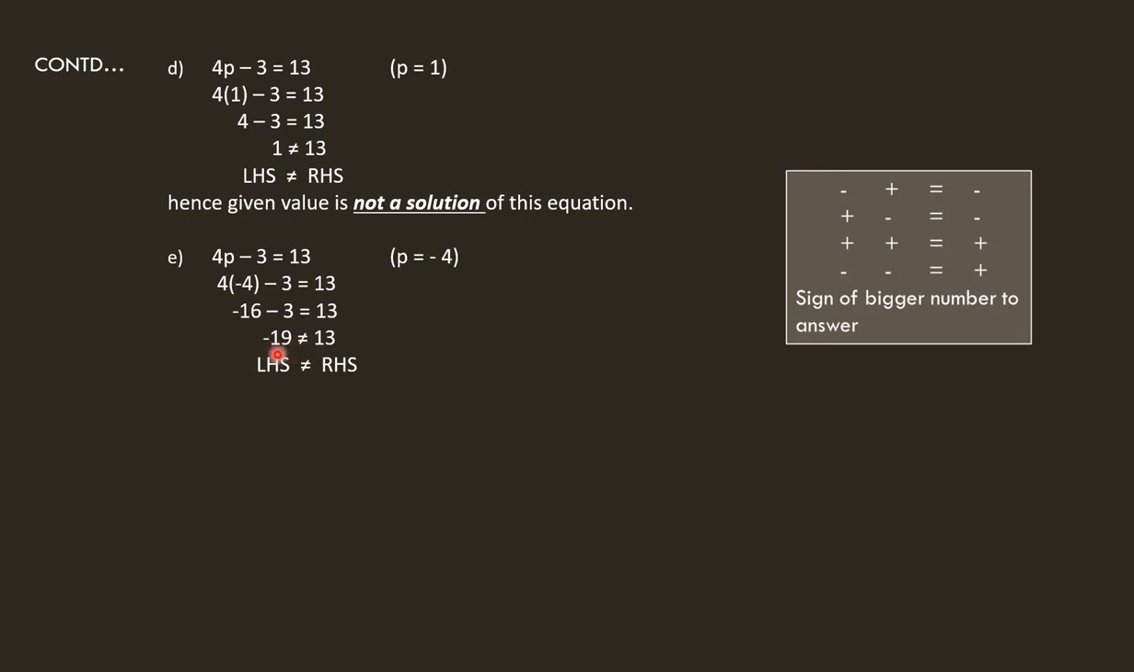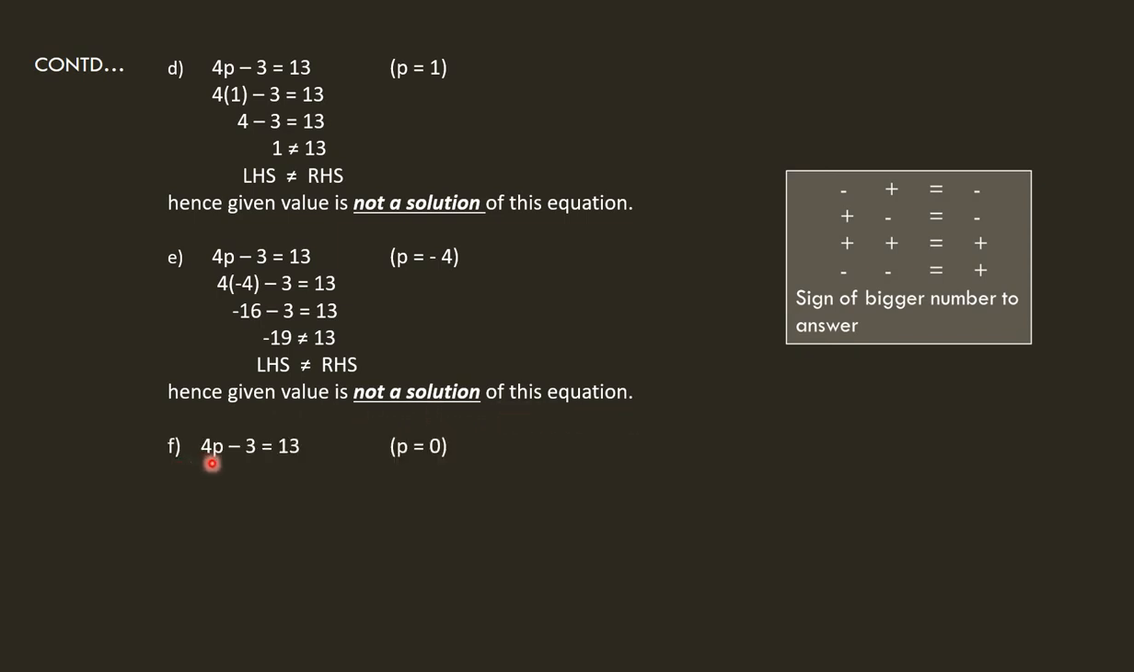Now next rule is what? हमें देखना है कि उन दोनों में से सबसे बड़ा नंबर कौन सा है और उसका साइन हमें देना है आंसर को. यहाँ पे बड़ा नंबर कौन है? 16 है और उसका साइन भी माइनस है, तो यहाँ पे आंसर को आएगा माइनस 19. तो LHS क्या है यहाँ पे? माइनस 19 और RHS है 13 which is not equal. LHS is not equal to RHS. So I can see that the given value p is equal to minus 4 is not a solution of the given equation.